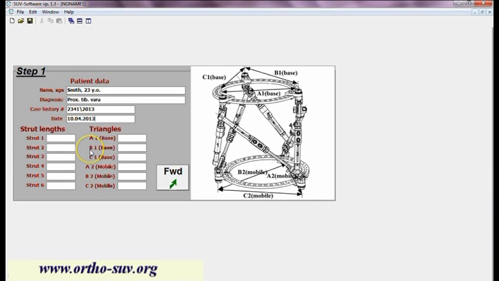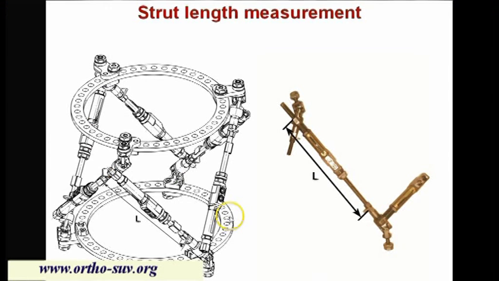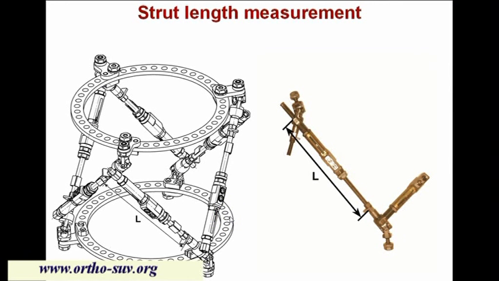The fields of strut length and triangle sides are obligatory to be filled. In these fields, we have to insert the lengths of struts and lengths of triangle sides, which we have measured previously on the patient. Let us remind ourselves how we measure the struts and triangles. The strut length we measure is the distance between the hook and the ending point of the strut length changing unit.